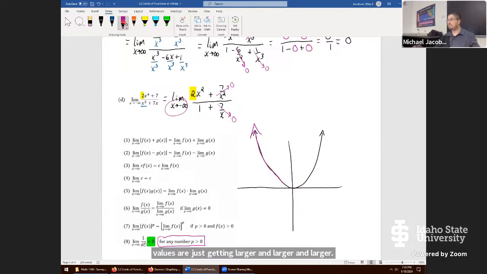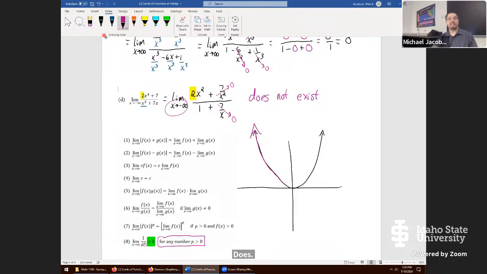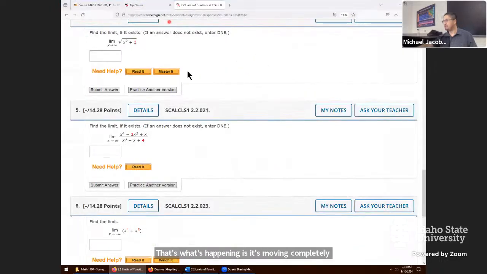There's a couple ways to write down your answers. If you write out your answer like this, does not exist, I would find that completely acceptable. Or you could say that it's equal to infinity as well. That's what's happening, it's moving completely upwards. And on the WebAssign system, notice that it says if an answer does not exist, enter in DNE.